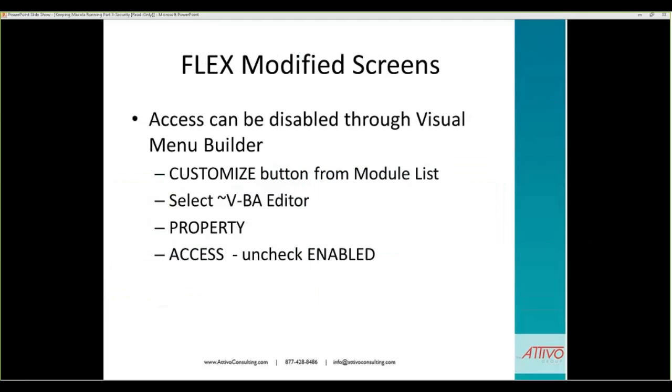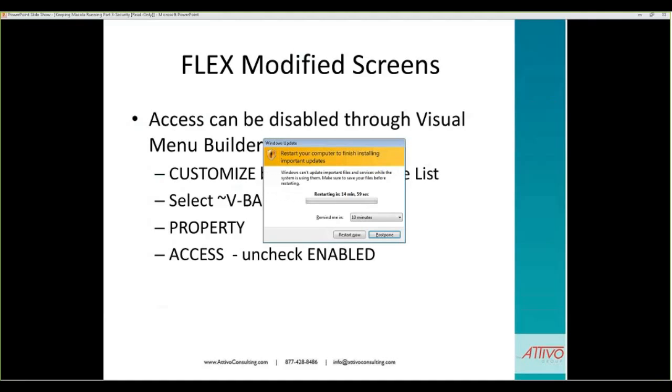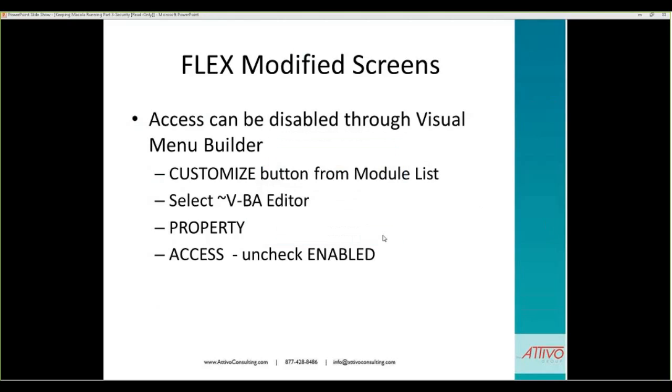And if you also add flex to a screen set, it is possible to disable any user to be able to see that flex code. Just use the Customize button from the module list and you select the VBA property. Then you just uncheck Enabled for that user.